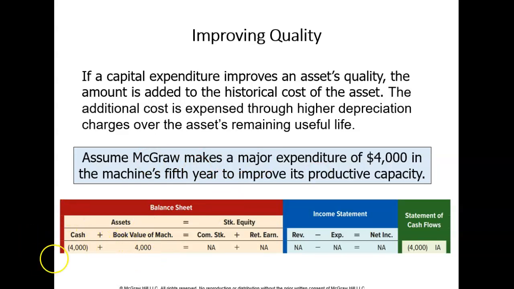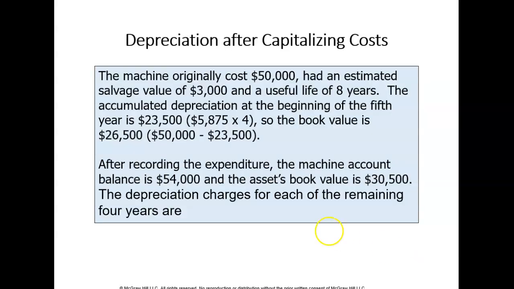Because you made a payment, the cash account decreased by $4,000. On the statement of cash flow, you will have an outflow of 4,000 as an investing activity. But notice that you did not record an expense for this transaction. Now, over time, even those major expenditures will become an expense.